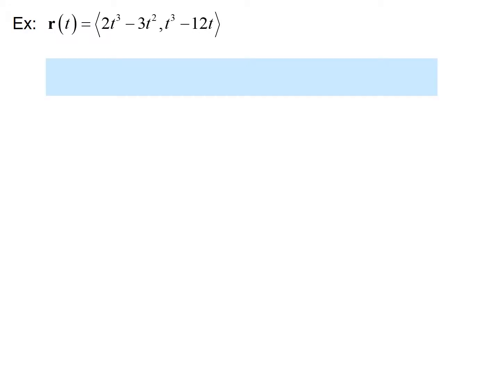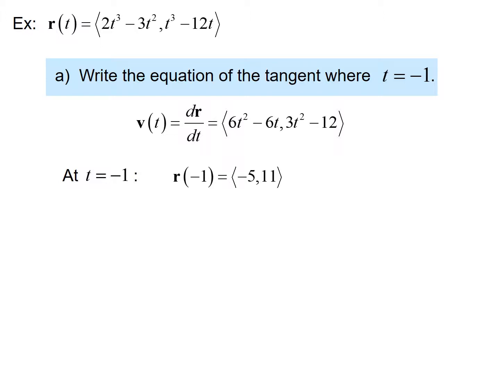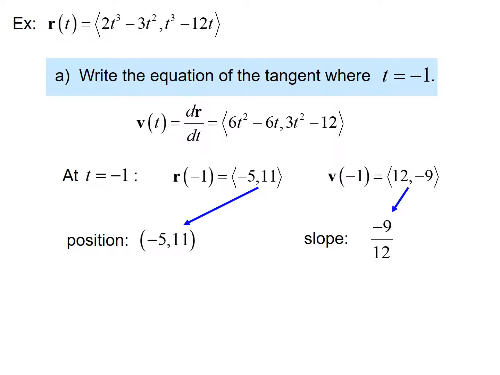Okay, here's another position equation. We want to find the equation of the tangent when t equals -1. So we can find the velocity, that's our derivative. At t equals -1, our position is -5, 11. Our velocity is 12, -9. So we have our position at that point. Recall that the vector points to the position, so the vector points to the point -5, 11. Our velocity vector points to 12, -9, which means it has a slope of -3/4, because velocity is the derivative, derivative represents slope.